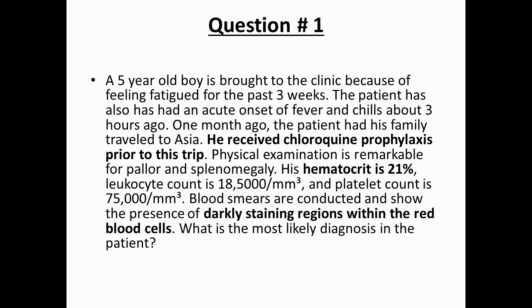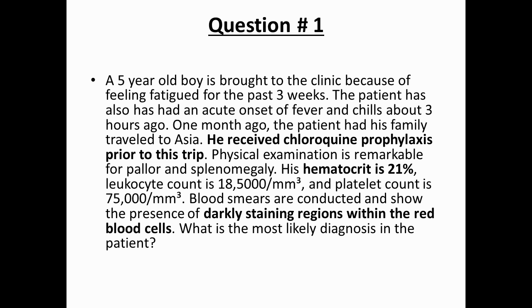The first question is: a 5-year-old boy is brought to the clinic because of feeling fatigued for the past 3 weeks. The patient has also had an acute onset of fever and chills about 3 hours ago. One month ago, the patient's family traveled to Asia and he received chloroquine prophylaxis prior to the trip. Physical examination is remarkable for pallor and splenomegaly. His hematocrit is 21%. Leukocyte and platelet counts are within normal range. A blood smear shows darkly staining regions within the red blood cells. What is the most likely diagnosis in this patient?